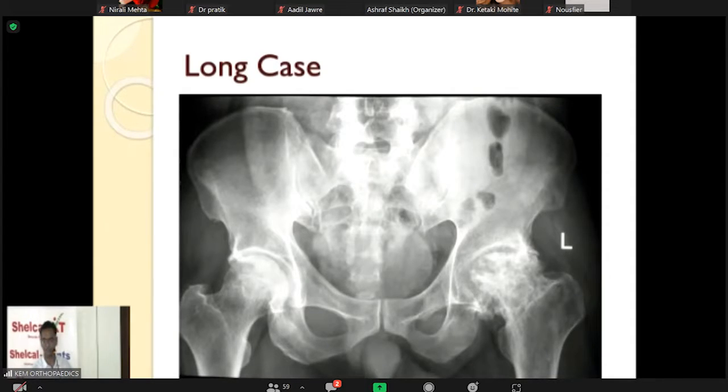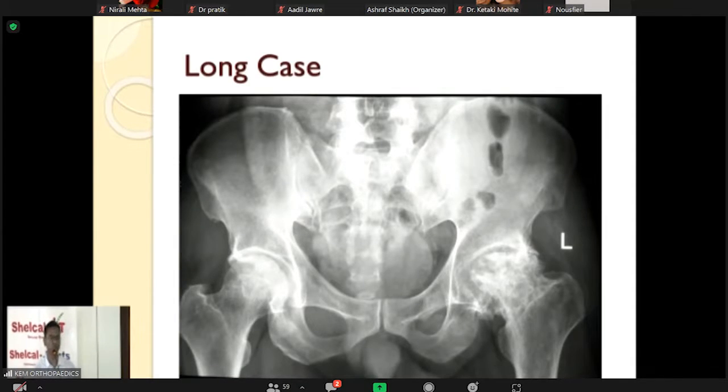Shenton's arc is maintained. Okay. Broken. Shortening. There is shortening of the left side by the level of the LT. Okay. Fine. So just remember one thing.